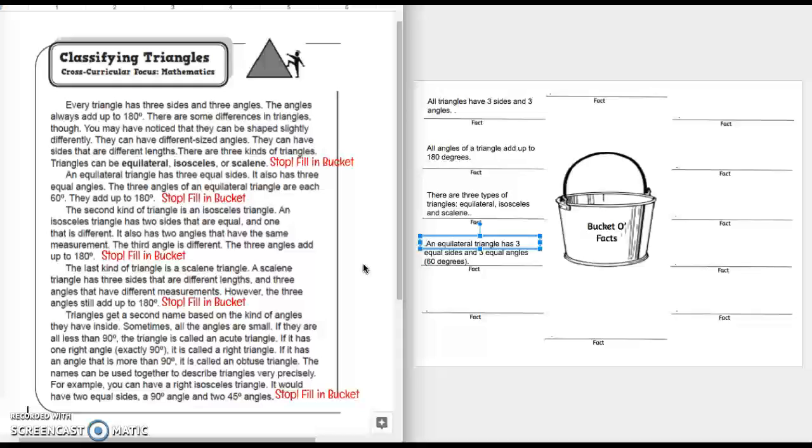The names can be used together to describe triangles very precisely. For example, you can have a right isosceles triangle. It would have 2 equal sides, a 90-degree angle, and 2 45-degree angles. Now you're going to stop and fill in your bucket.